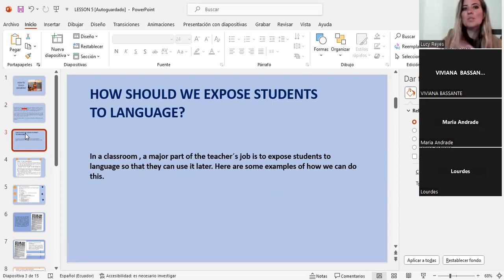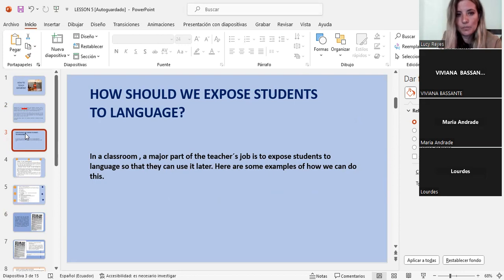How should we expose a student to language? Okay, who answered this? How should we expose a student to language? Remember that we talked about how we can expose a student to a new language. Give us an example. Give me an example.